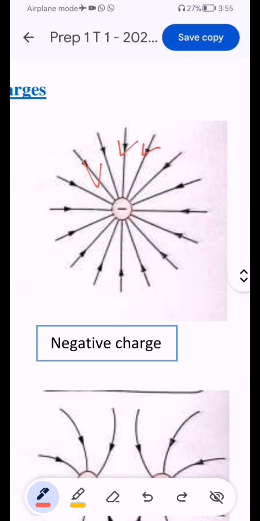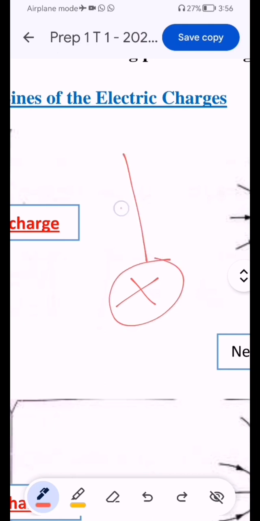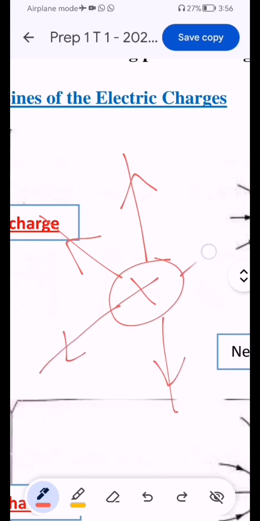Okay, they may ask you to draw the electric field lines. So we will draw it like this. If they ask you to draw the electric field lines of a positive charge, you will draw the positive charge and the electric field lines going out from it. Okay, and they may ask you to draw the negative charge with its electric field lines. You will draw it, but the direction of the arrows goes in.